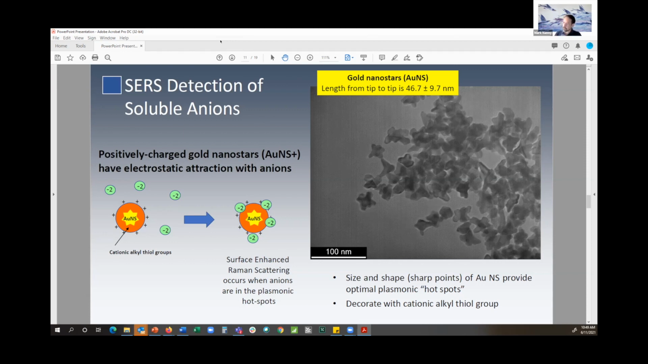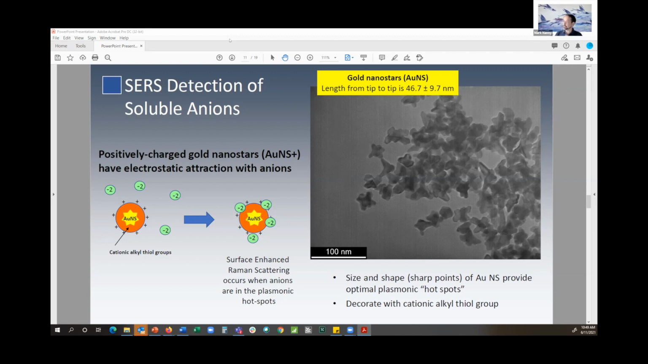So we coated these gold nanostars with an alkyl thiol. Sulfur atoms in a thiol really bond well with a gold surface. They form a nice covalent bond. And at the end of that alkyl chain, we had a cationic functional group. So now what we have, you can see over here on the left side, is my yellow gold nanostar surrounded by an orange circle representing the cationic thiol with a surface of positive charges.